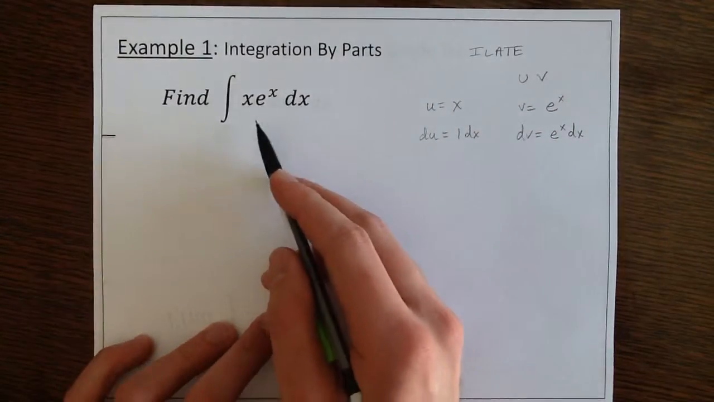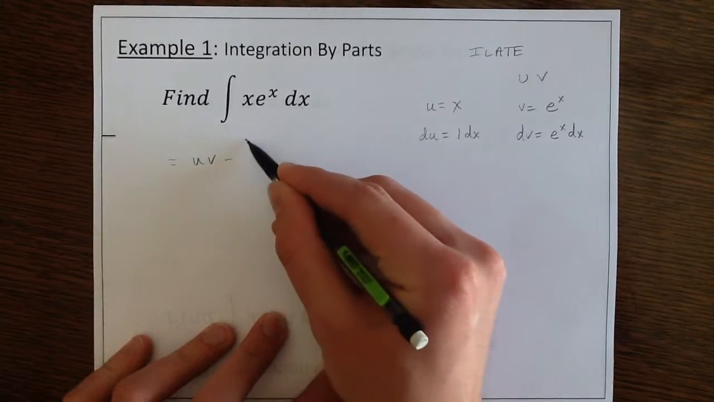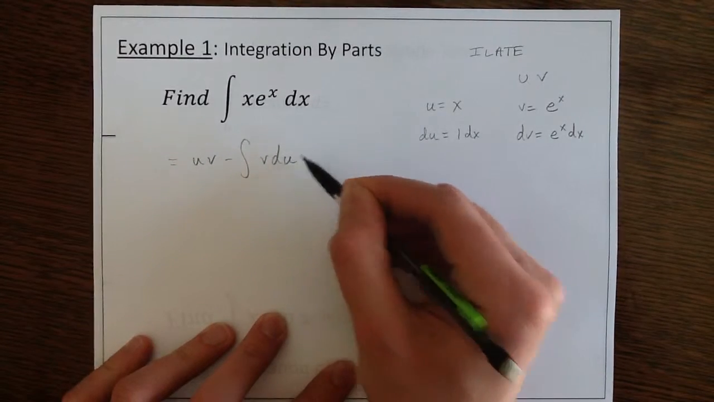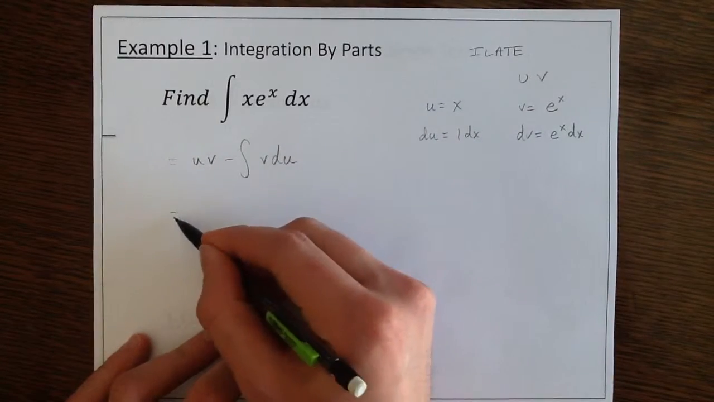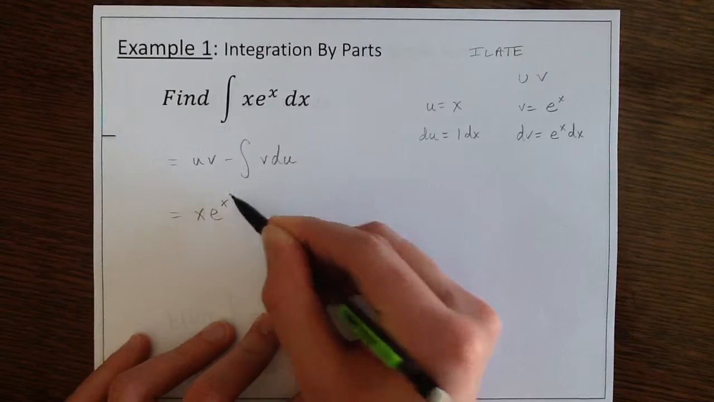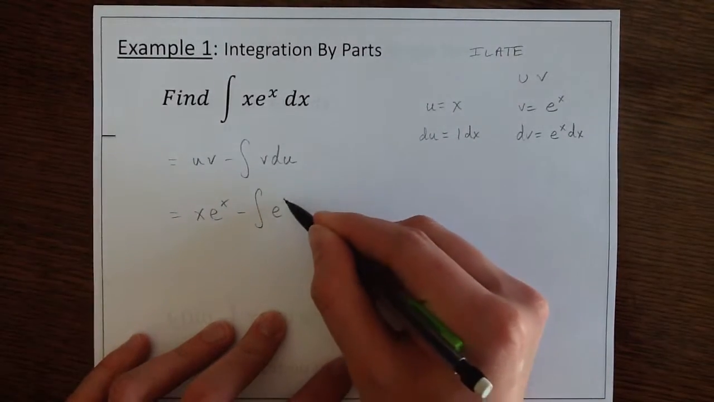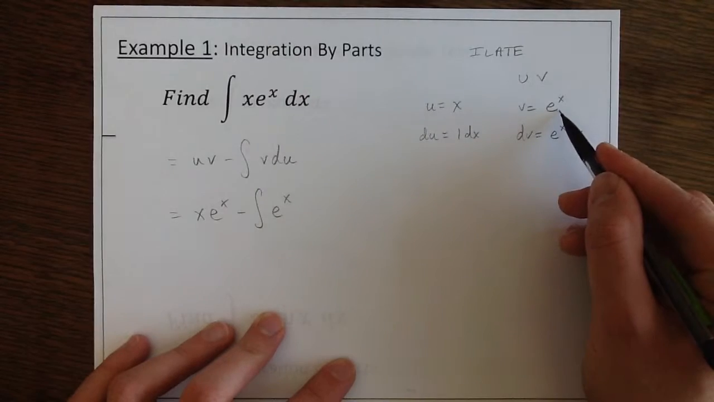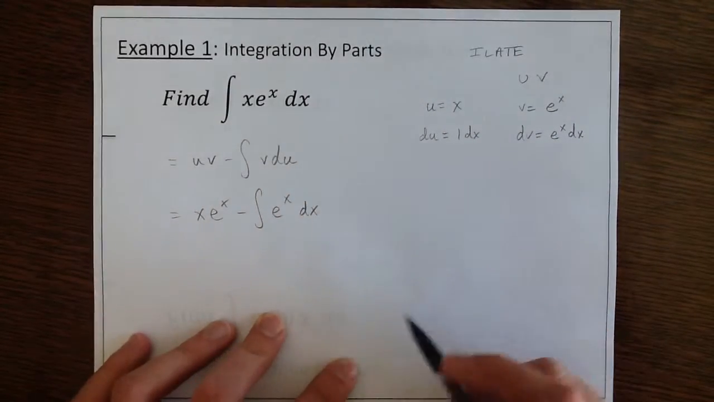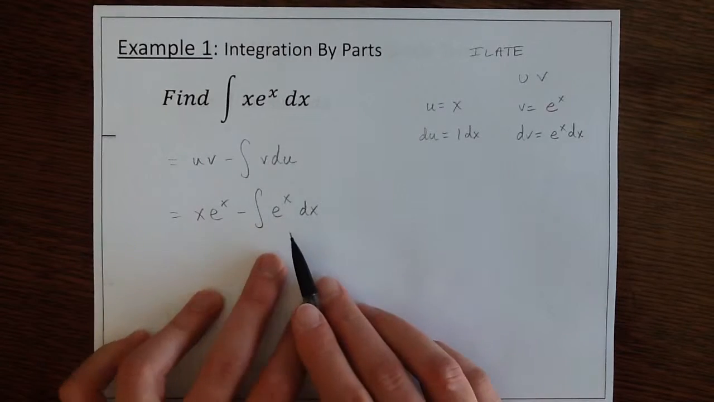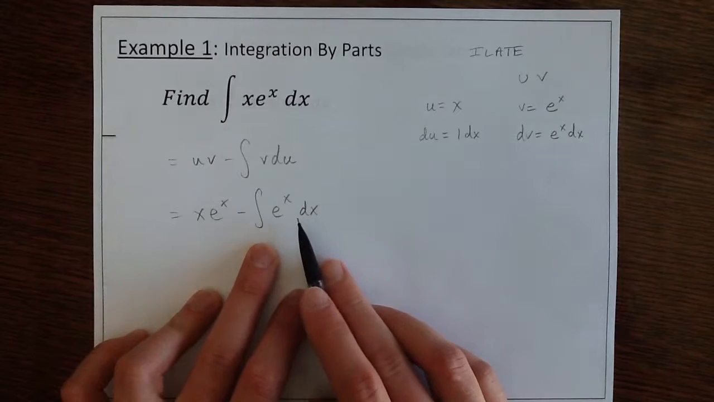We say that if we want to find this integral, we know the formula for integration by parts is u times v minus the integral of v du. So here you've got u times v, x times e to the x, minus the integral of v, which we know is e to the x, times du, which is 1 dx, or just dx. And then if you look at this part, you can kind of see you still have one integral to do, or one antiderivative to find, but this antiderivative is much more palatable.